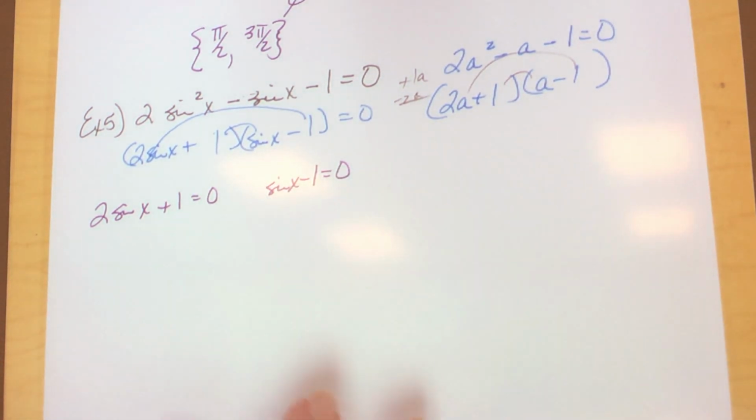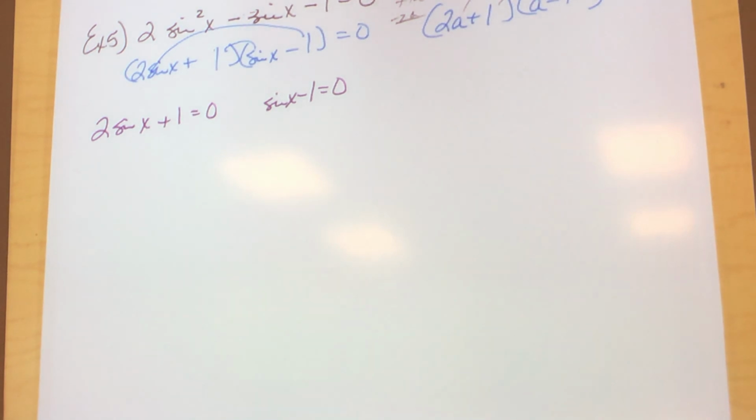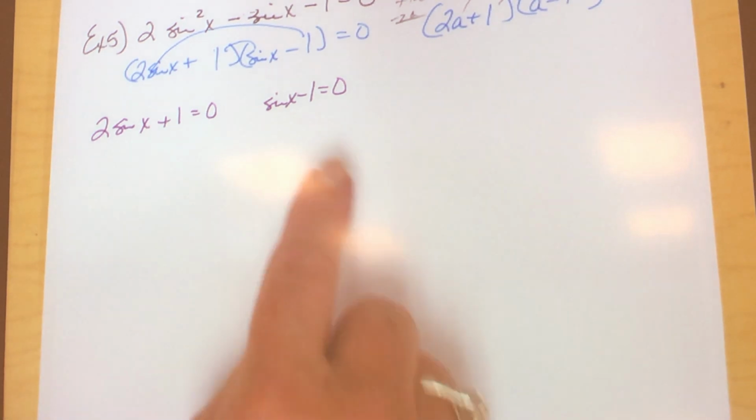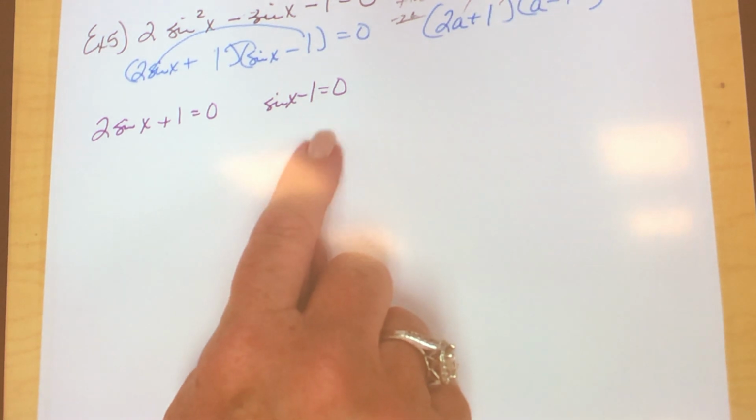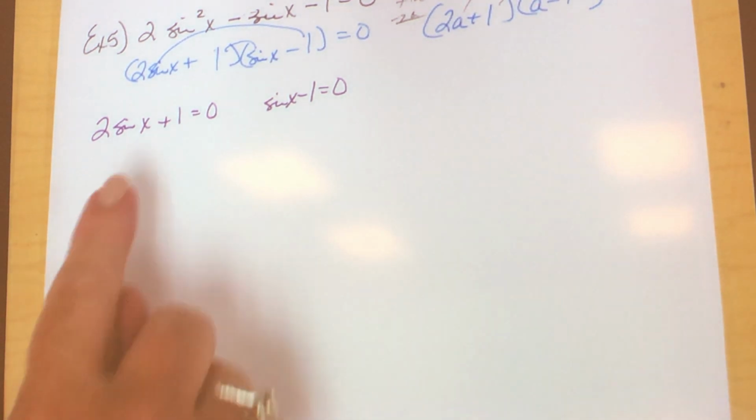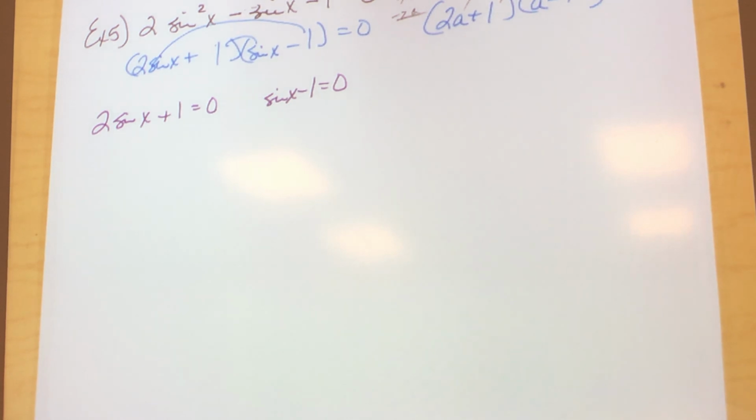Okay, you finish it. You're going to have 3 answers. This one's only going to have 1 answer. He's a quadrant angle. This one's going to have 2 answers.